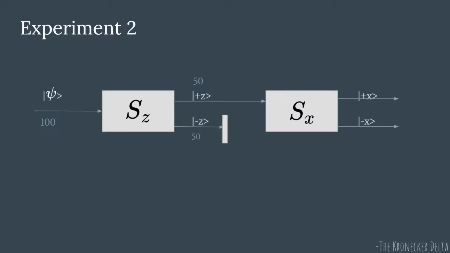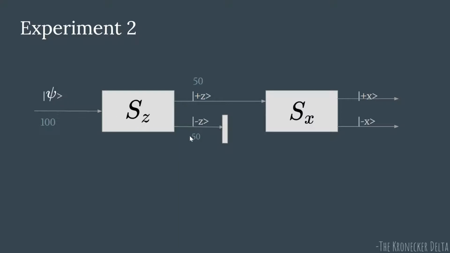Now we look at a similar experiment, but we just change S_z to S_x. Here we have the magnetic field gradient set up in the x direction instead of the z direction. Let's see what we obtain as a final result. Again, we have a generic state input to S_z.